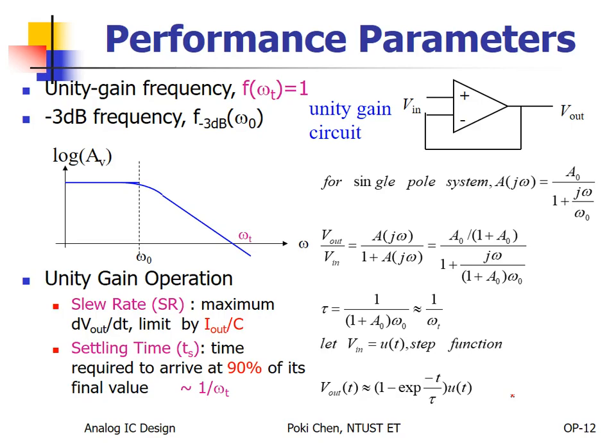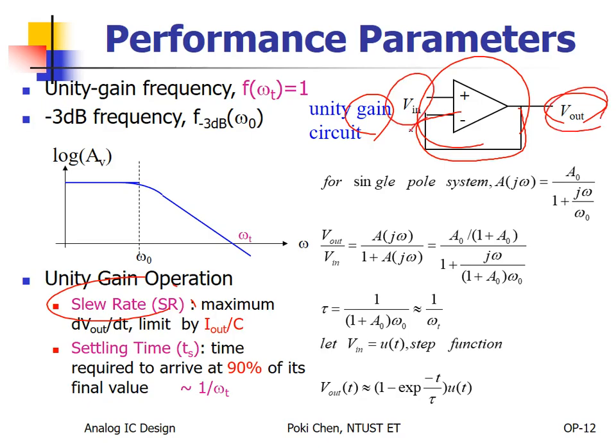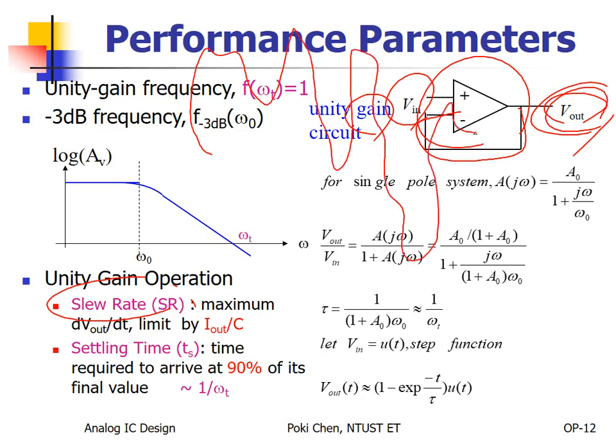And for the others, we have slew rate. Slew rate, it means what? For such a unity gain buffer, your output is connected to your negative input, right? Then in theory, your V out will be exactly the same as your V in. Under such a configuration, how fast can you change your output voltage? Because your input is changing, you need to follow your input, right?